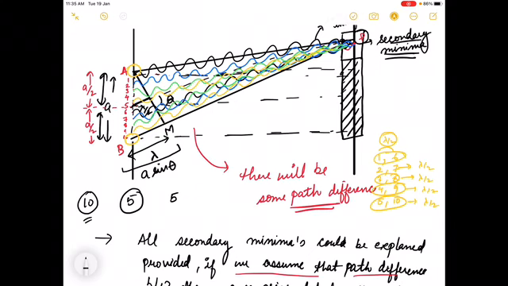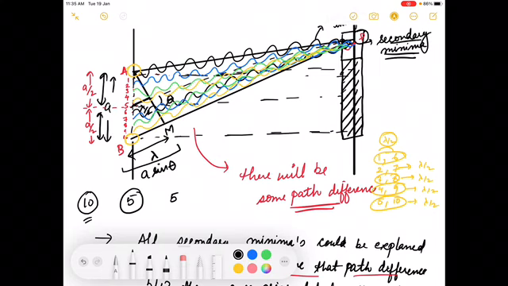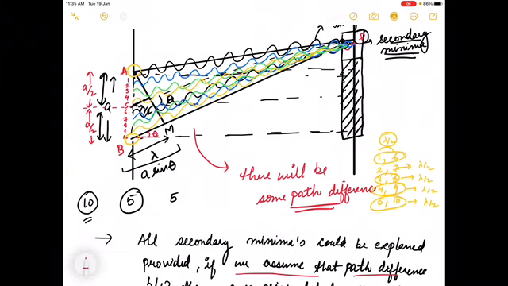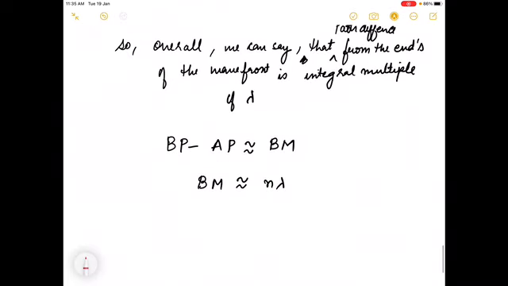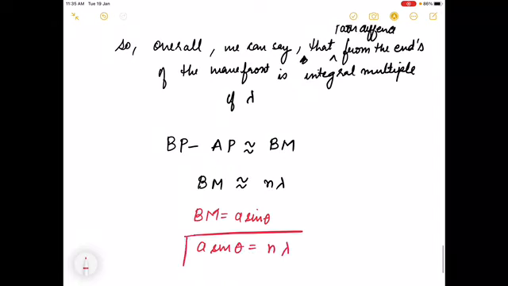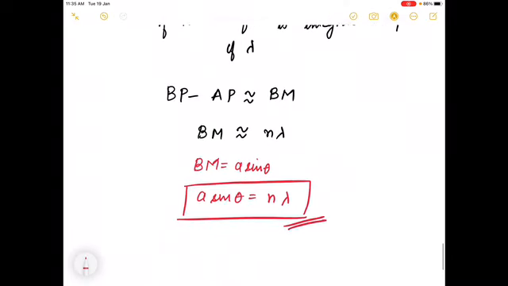I hope this is understood by everyone. See, let me use a different pen. This angle is theta, this is 90 minus theta, and this angle is theta. So this will be a sin theta. So BM will actually be equal to a sin theta, or you can say a sin theta equals n times lambda. This is how you can explain all your secondary minima.